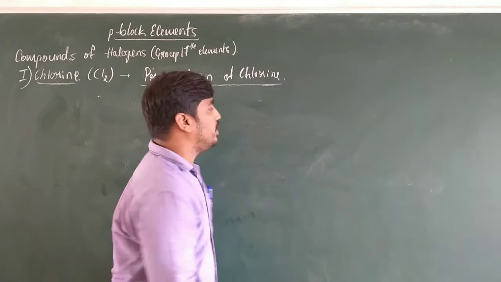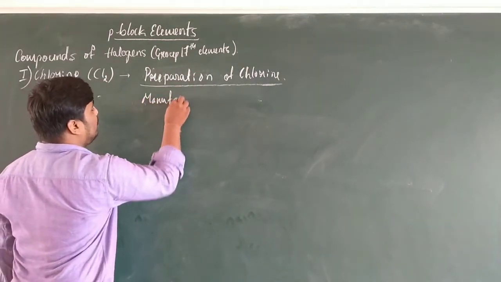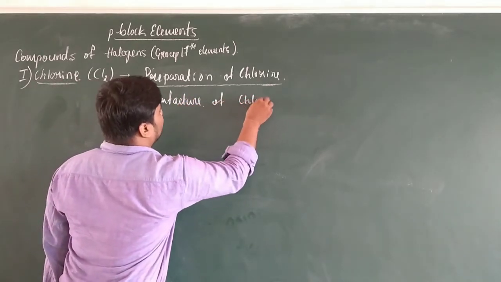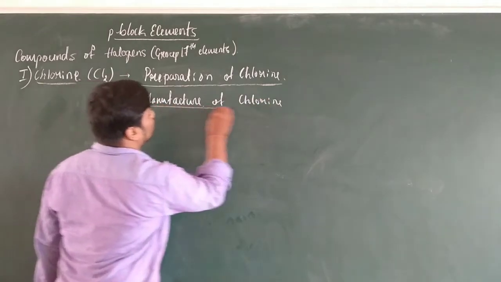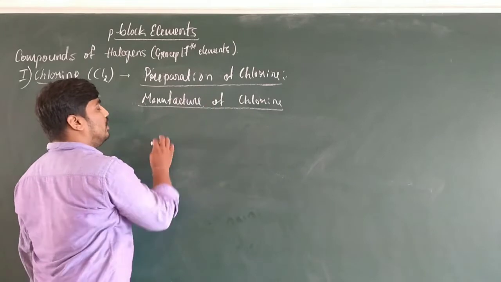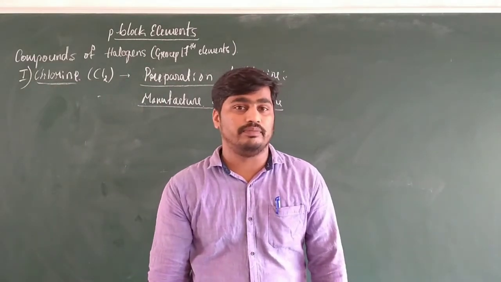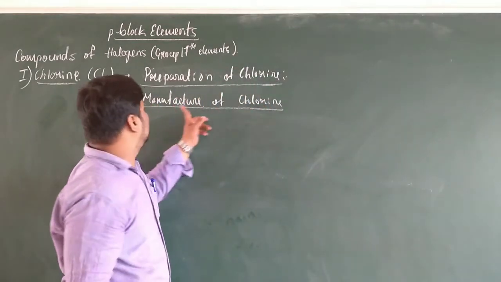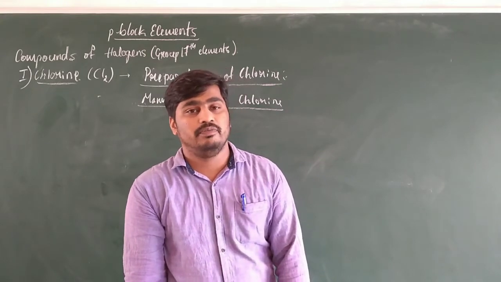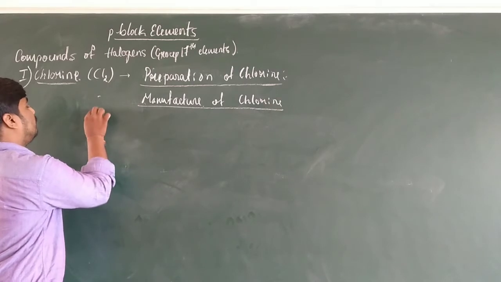Next is manufacture of chlorine. Manufacture means industrial level preparation. Preparations used in the laboratory are simple, so these are the laboratory methods. If we need a large quantity of chlorine, then we go through the manufacture method. That process is considered manufacture. Under the manufacture of chlorine, we observe 2 different methods.